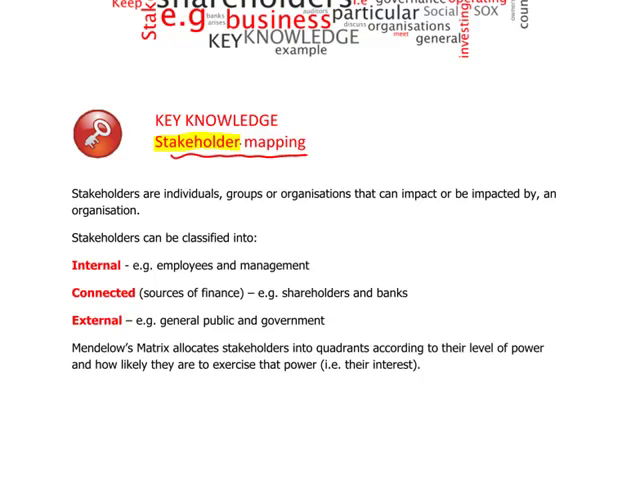The first thing is what do we mean by stakeholders? A stakeholder is somebody that has an interest in an organization. As we say here, stakeholders are individuals, groups or organizations that can impact or be impacted by an organization. In other words, they have an interest in that organization.